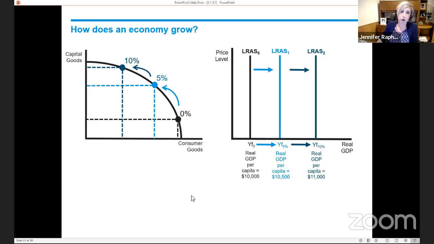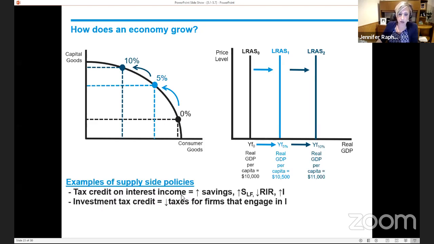And we know that there are some government policies that are designed to impact where the economy is producing in terms of consumer goods and capital goods. So tax credits on interest income would cause an increase in the amount of savings because consumers would spend less today to earn more income on their savings. That would lead to an increase in the supply of loanable funds, which drives down real interest rates, which leads to an increase in investment spending. That would move us from a point here to a point here. Investment tax credits, right? That would be a tax cut for firms that engage in investment spending. That would have a similar effect of incentivizing firms to produce more productive capacity today.